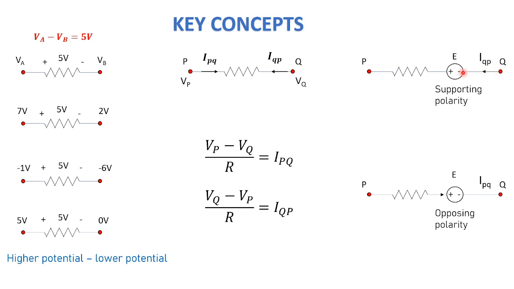Now, if the current is entering the negative terminal of the component, you're going from negative to positive. That means some potential is adding up here. So you will write plus E here. So it is adding some potential, right? So it is in the supporting polarity. Whereas in this case, when you're writing the equation for IPQ, the current is going into the positive terminal of this component. So you're going from positive to negative. That means some potential is getting subtracted. So here you will write minus E. That is why this component here is in opposing polarity.